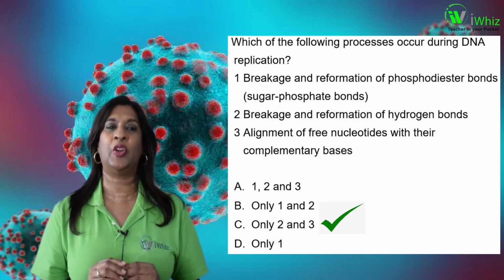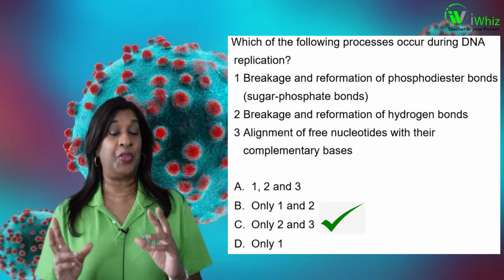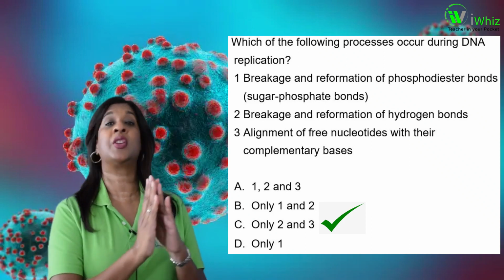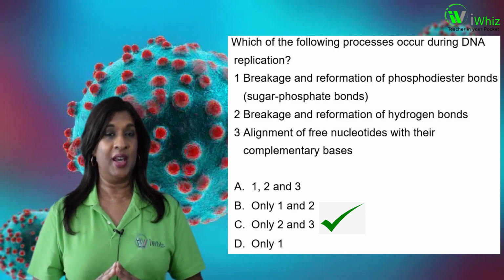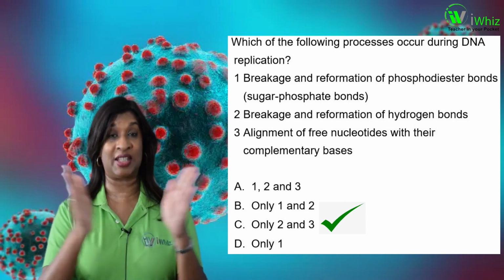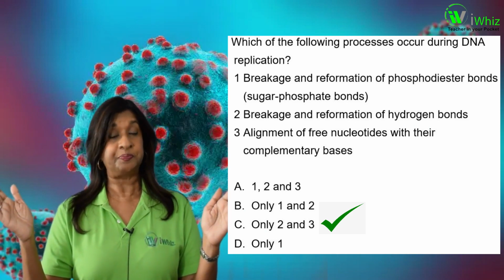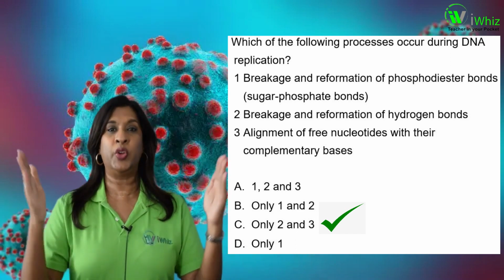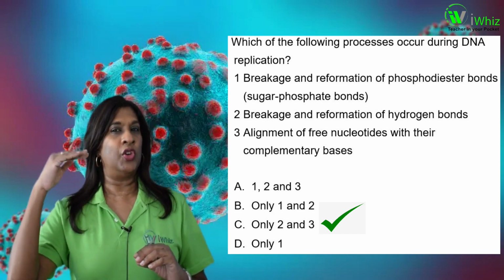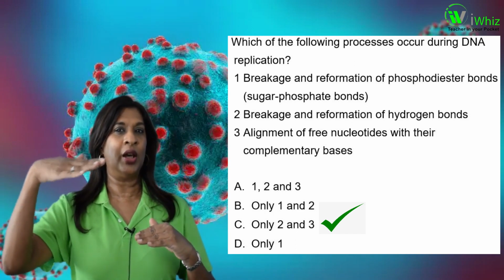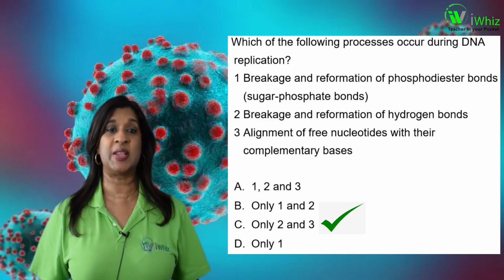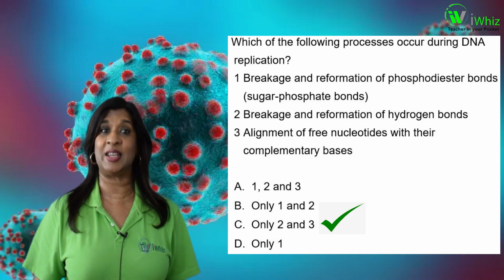And let's see if that's accurate. It says 2 and 3 only. So 2 says you get a breakage and reformation of hydrogen bonds, right? And that's true. They first break, so your original strands separate from each other, and then they reform when your new DNA molecules are formed. And if we look at 3, the nucleotides aligning, coming in line with complementary bases, that's certainly true as well. So your option here is C, right?